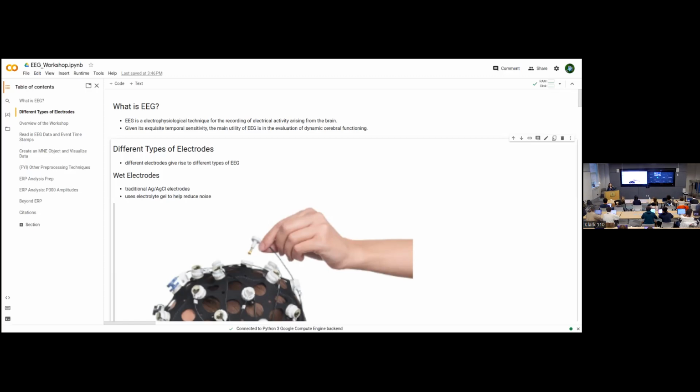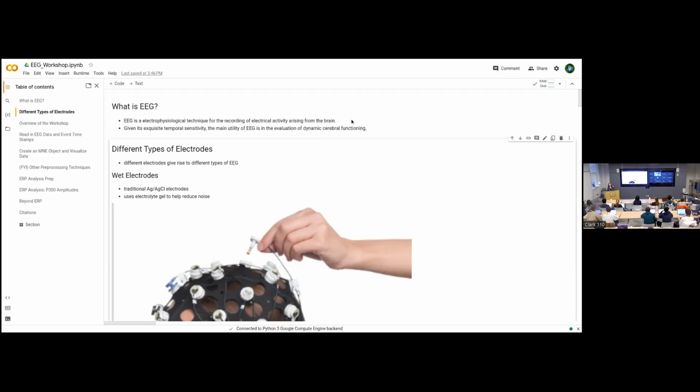Can everyone give me some kind of signal if you're good with downloading the data in the Colab notebook? I'll wait. Okay. Over on that corner, is everything working well for you guys yet? Good? Okay, let's get started.